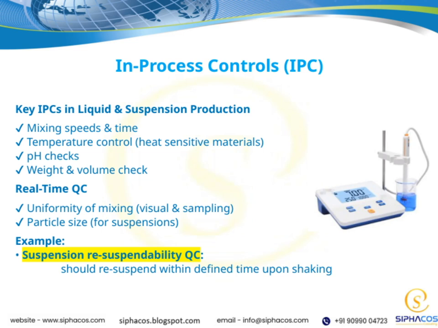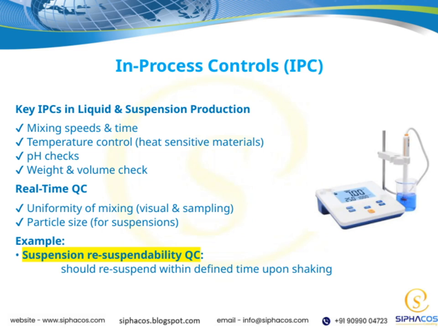Additionally, weighing and volume checks are done to verify that the correct proportions of ingredients are used, maintaining consistency batch to batch. Moving on to real-time quality control, or QC. Here, we focus on immediate, ongoing checks during production. For example, the uniformity of mixing is assessed both visually and through sampling to ensure the mixture is consistent throughout. When dealing with suspensions, particle size becomes important, as it affects suspension stability and bioavailability. We measure particle size to ensure it meets specifications.